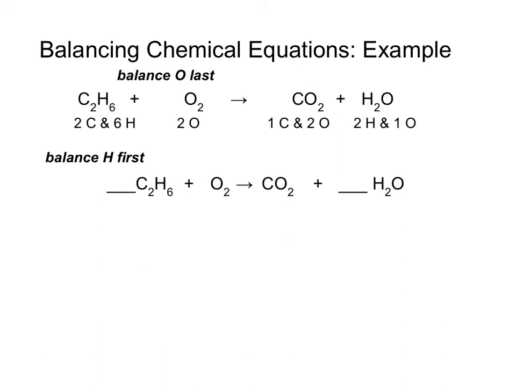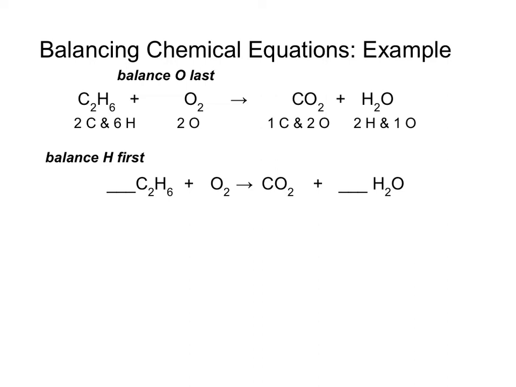Let's apply some of the rules that we've looked at to look at this more complicated example. Here we have a combustion reaction. It's the combustion of ethane. We see that oxygen is by itself on the reactant side, so we're going to save that for last because that will be easiest to balance. Hydrogen looks like it might be the element that changed the most. We have 6 on one side and 2 on the other side. And so we're going to go ahead and balance hydrogen first.